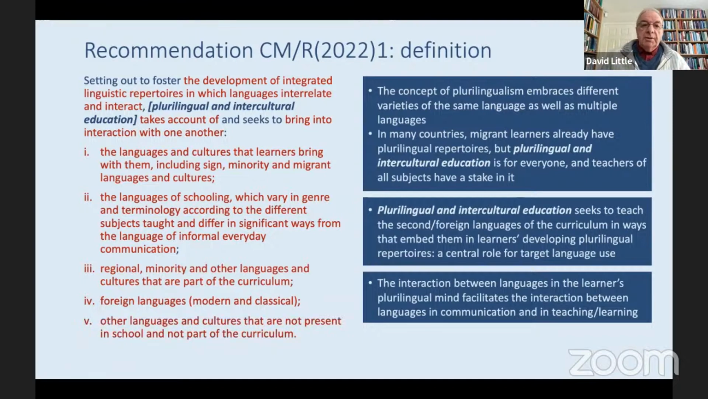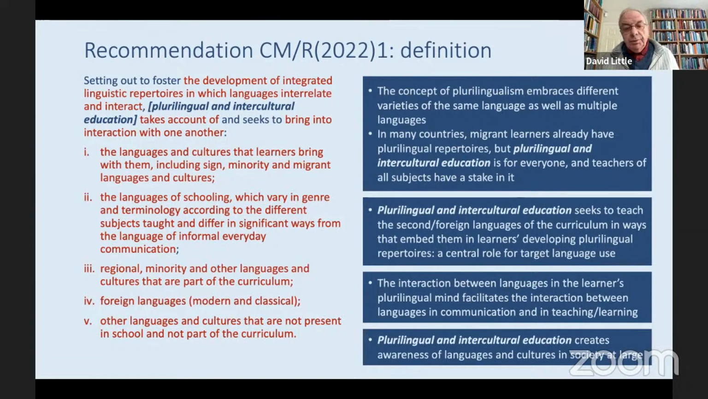Finally, plurilingual and intercultural education takes account of other languages and cultures that are not present in school and not part of the curriculum. Plurilingual and intercultural education creates awareness of languages and cultures in society at large.